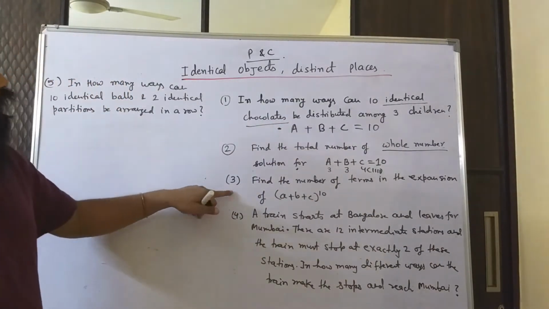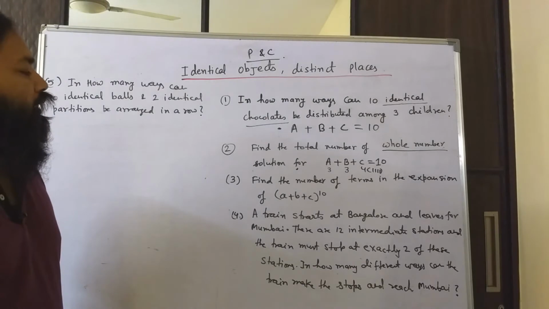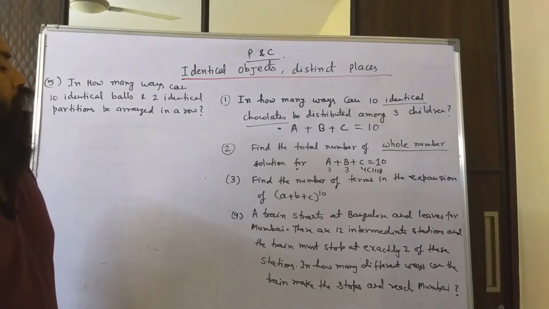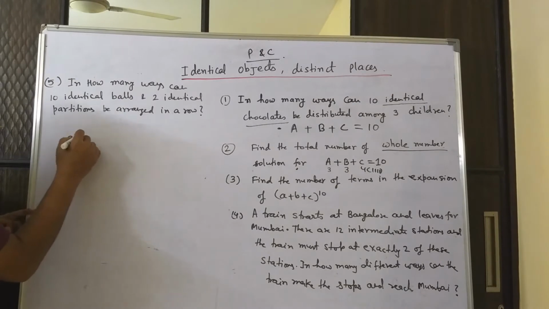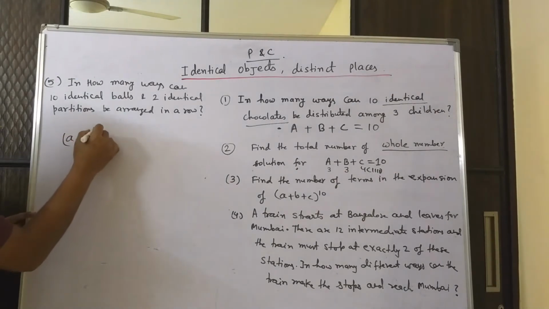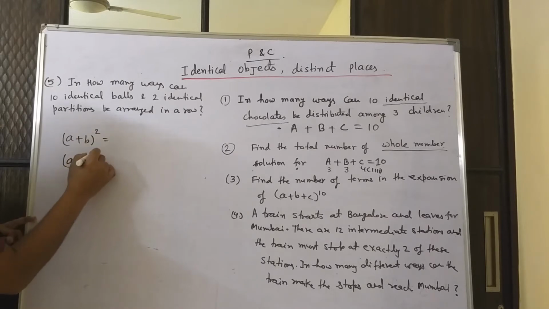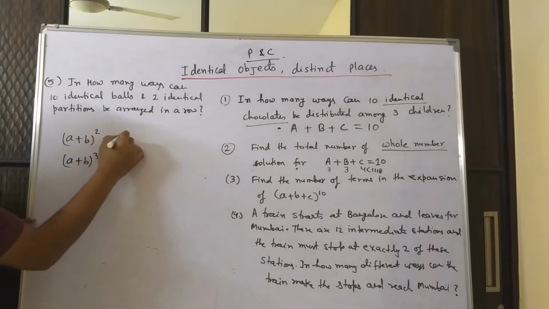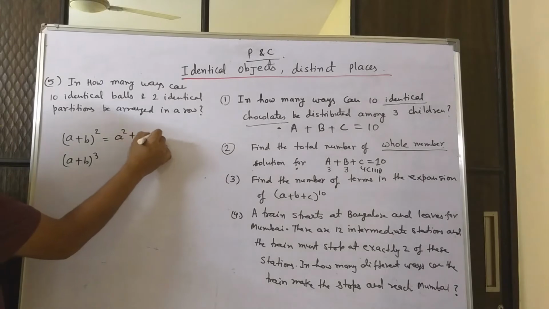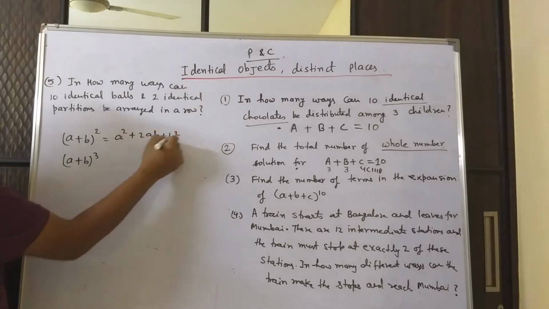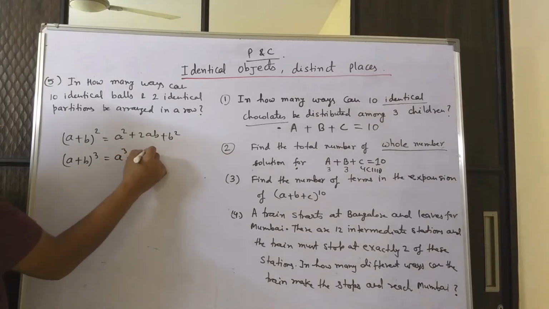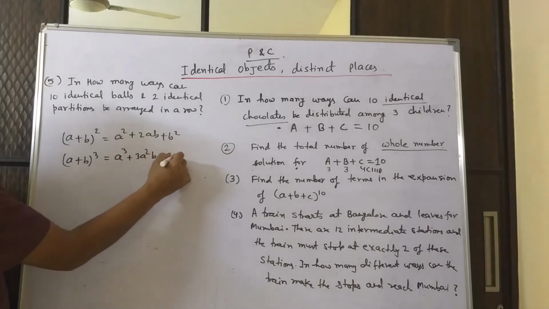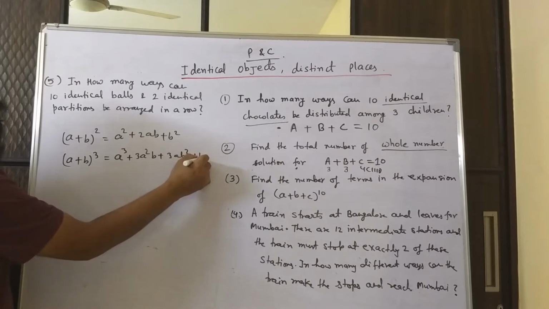Coming to the third one, why is the third question also the same? So that will be clear if I talk about this. So you might have seen A plus B expansion, A plus B whole square and A plus B whole cube expansion also. So A plus B whole square is A square plus 2AB plus B square, and A plus B whole cube is A cube plus 3A square B plus 3AB square plus B cube.